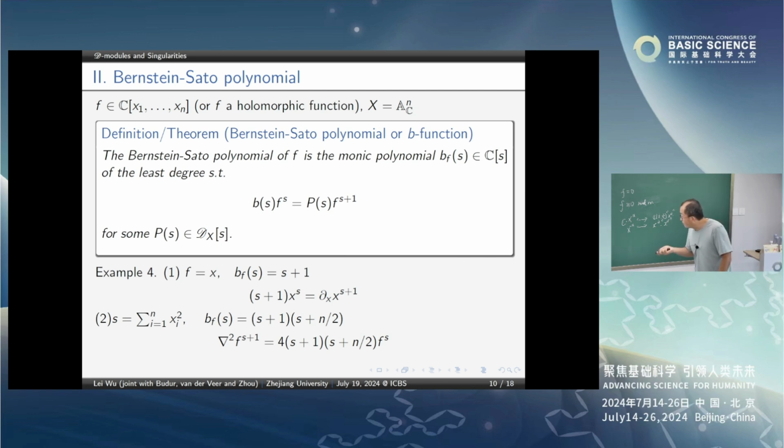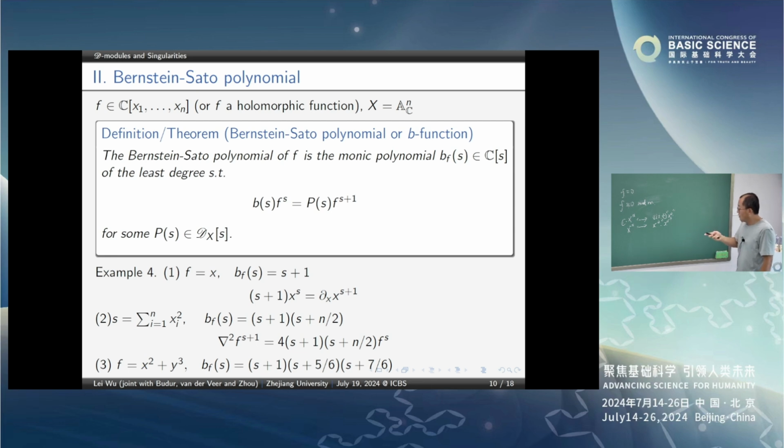And if we make the singularity worse, for instance the cusp singularity, then b_f becomes the product of these three terms. In this case it is not as simple as examples 4.1 and 4.2; the differential operator cannot be written down easily, so I skip that. Also, because C[s] is a PID, you can always find the monic generator.